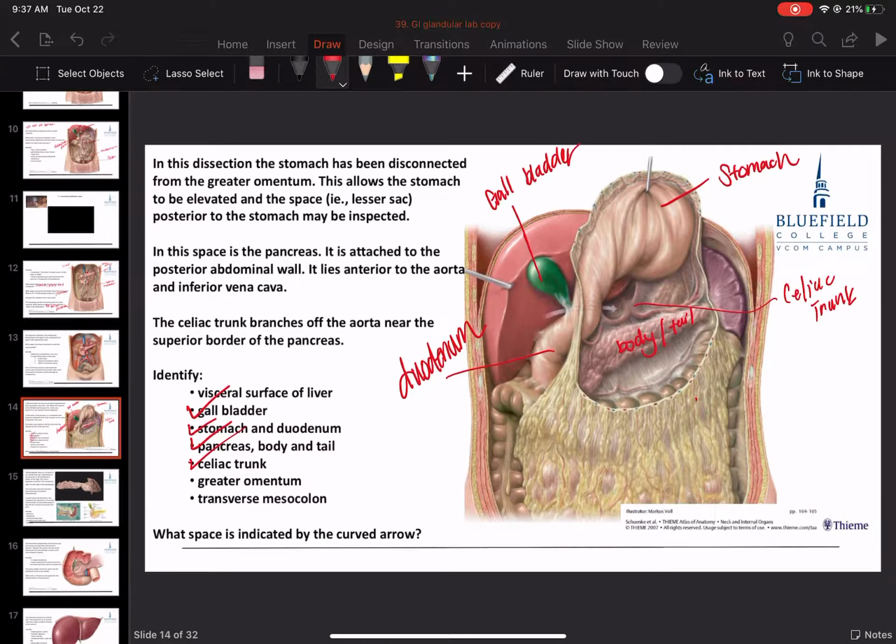The portal vein, the hepatic artery, and the bile duct. That's where they would be.